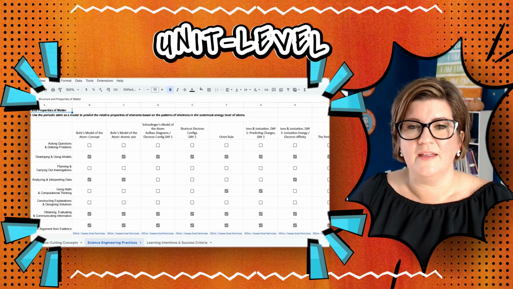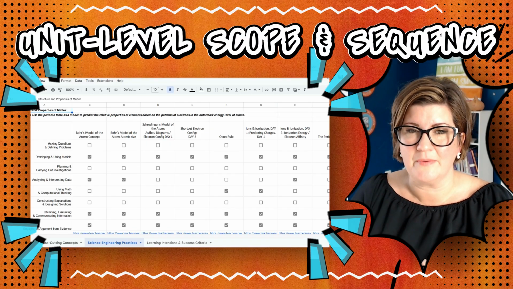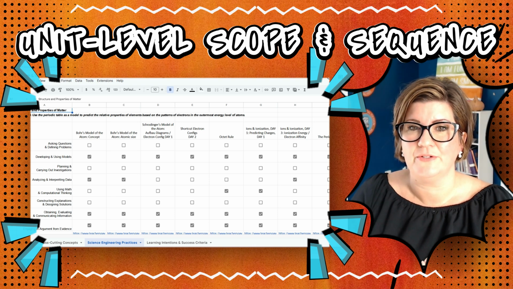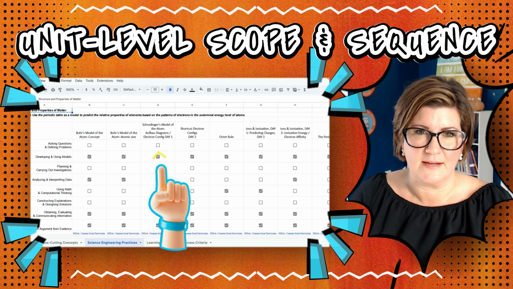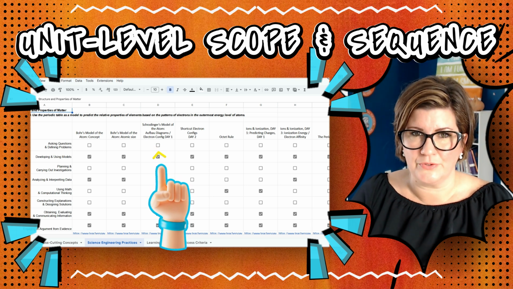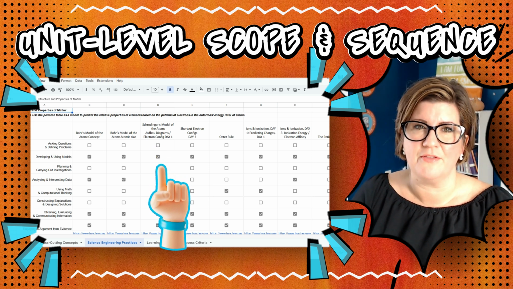All right, as we dive into this lesson, there's a few things I like to do first when I'm preparing one of these videos. The very first thing is to let you know where it lands in my sequence of lessons. This lesson, it's very important to let you know that my students at this point in time have been introduced to the orbital box diagrams. They've been introduced to electron configurations and the Schrodinger model.